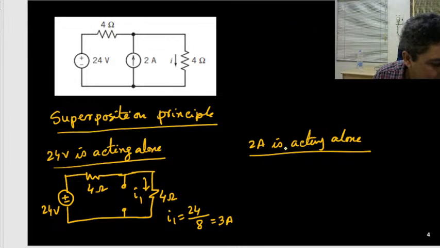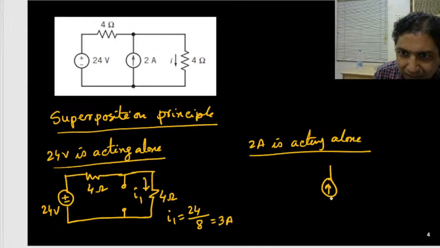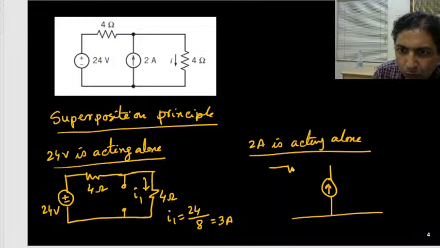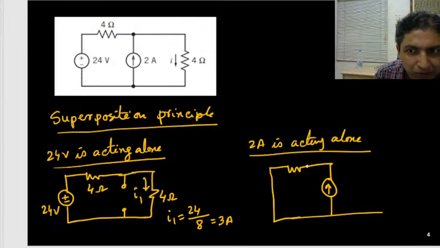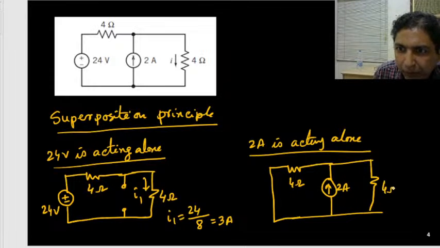Good. So when the 2 ampere current is acting alone, what do I do? I have to consider this current source as it is. The only thing is that I need to remove the independent voltage source. So this voltage source should be shorted. So this is your 4 ohm, this is your 2 ampere, and this is your 4 ohm again. There this current I will consider I2.